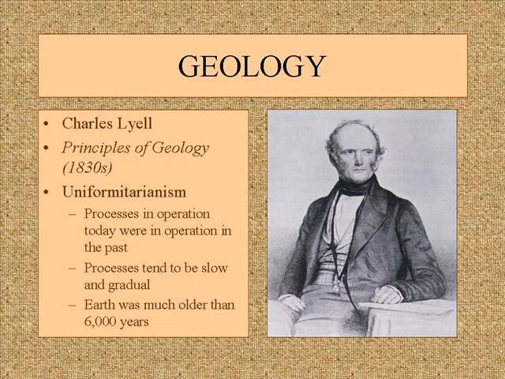If those processes were slow and gradual, then he didn't know how old the Earth might be, but he concluded that the Earth had to be much older than 6,000 years. It would not have been possible for all those layers to be laid down in such a short time span.